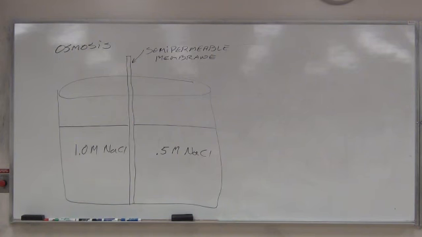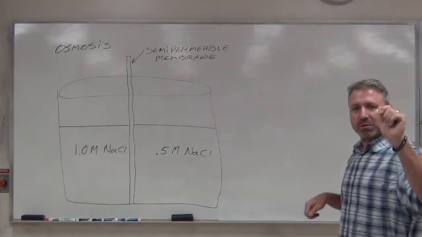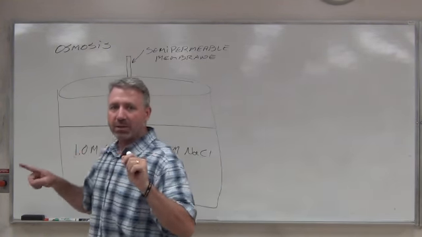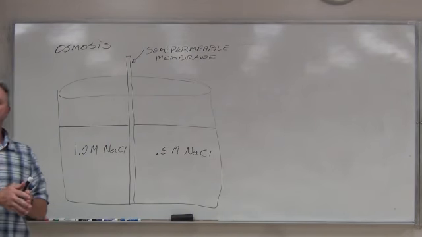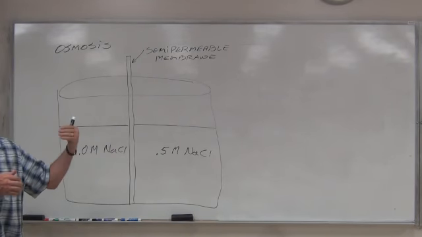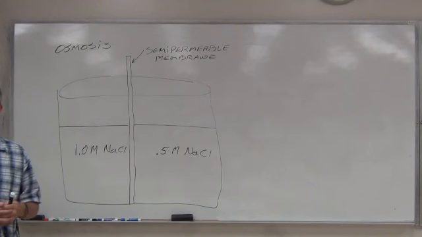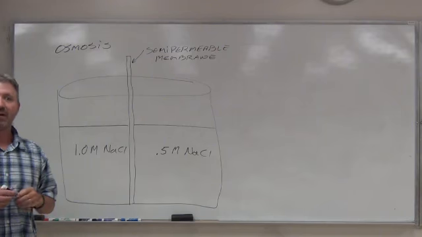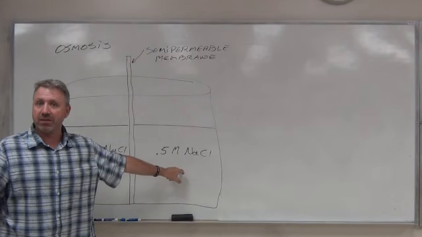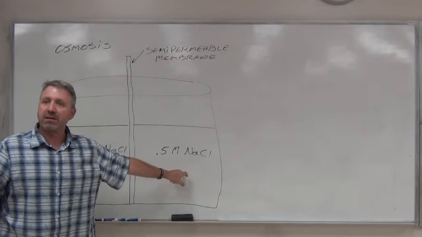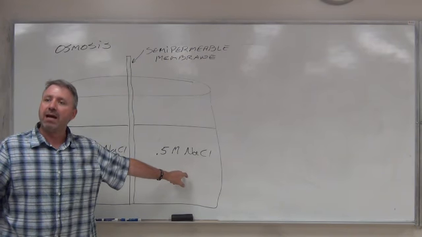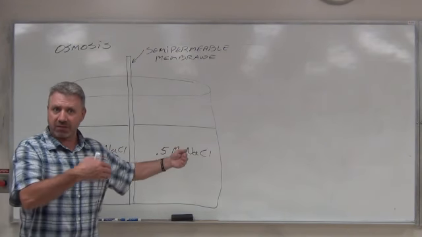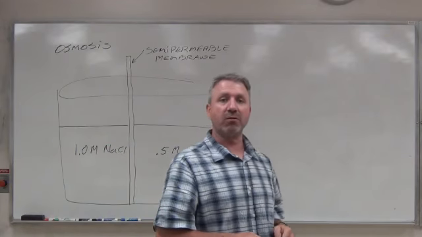Which one of those solutions has more water in it? Knowing what molarity is, moles per liter. So on one side you have 1 mole per liter. On the other side you have 0.5 mole per liter. So which side has the greater amount of water? Yeah, the one with the lesser concentration, right? The lesser concentration of solute has the greater concentration of water.